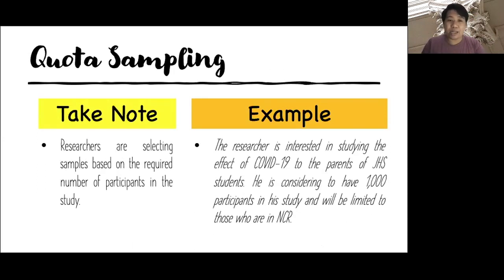So anong example nito? The researcher is interested in studying the effect of COVID-19 to the parents of junior high school students. He is considering to have 1,000 participants in his study and will be limited to those who are NCR. So nakikita po natin, ang quota ng researcher na maging part ng study niya ay 1,000 participants. So ang gagawin po ng researcher is that hahanap po siya ng 1,000 participant na nasa NCR. Okay? So that is quota sampling. Let's now proceed to snowball sampling.